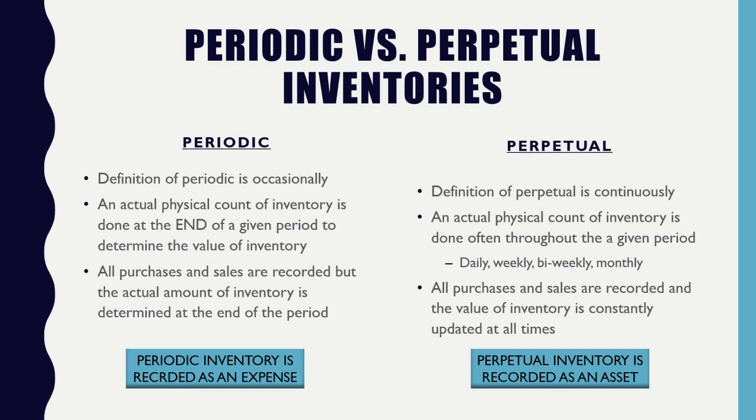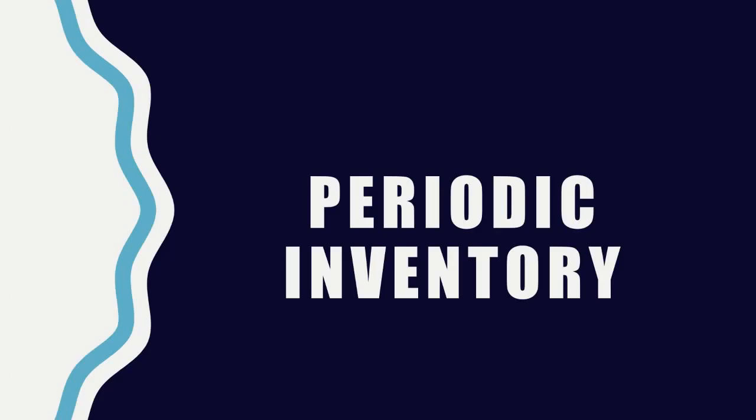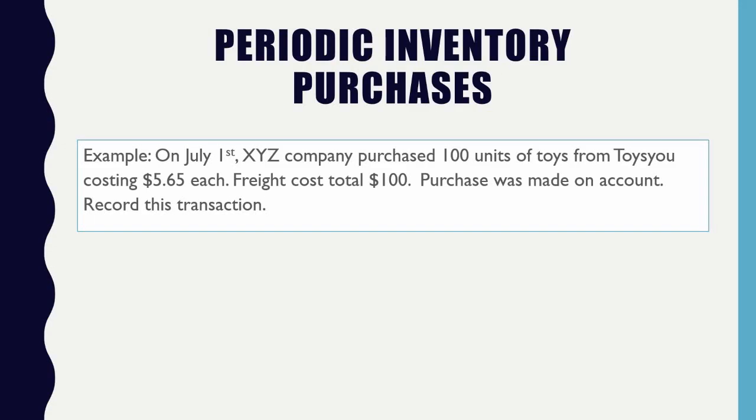Okay? But for today, we're only going to focus on chapter 5, which is going to be surrounding periodic inventory. So we're only focusing on this first half, and then when we come back from the exam, we will learn the second half. Okay? So let's talk about periodic inventory.